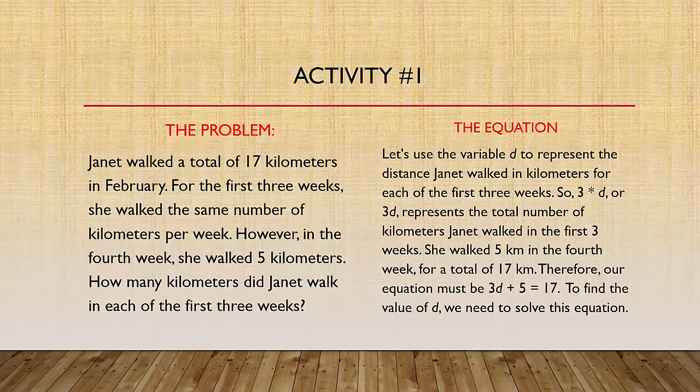So let's look at our equation. Let's use the variable d to represent the distance Janet walked in kilometers for each of the first 3 weeks. So 3 times d, or 3d, represents the total number of kilometers Janet walked in the first 3 weeks. Also, when you see 3d, as many of you probably know, you don't always have to use a multiplication sign. When multiplying a number by a variable, you can just use the number and then the variable right after it. Okay, let's continue. She walked 5 kilometers in the 4th week for a total of 17 kilometers. Therefore, our equation must be 3d plus 5 equals 17. To find out the value of d, we need to solve this equation.